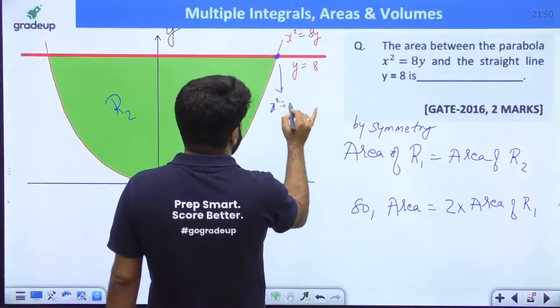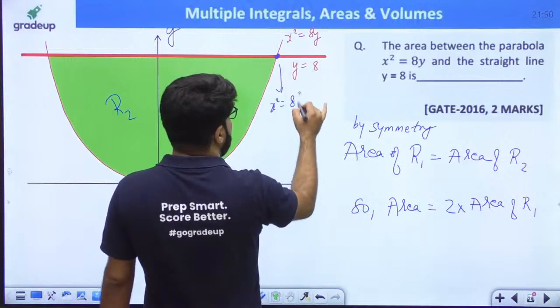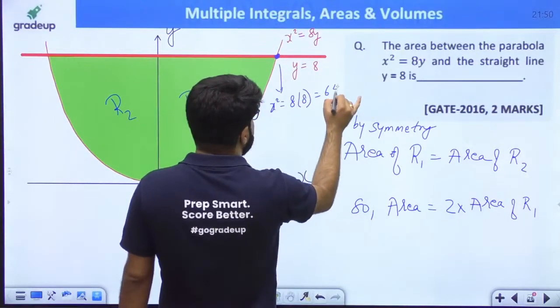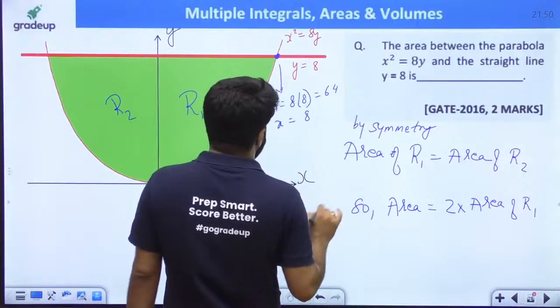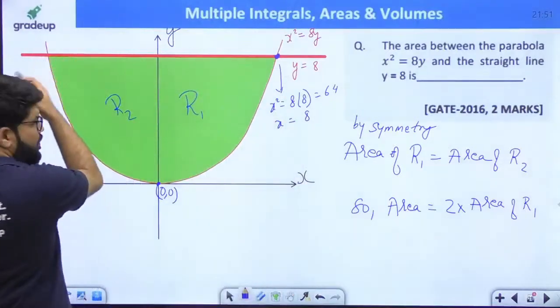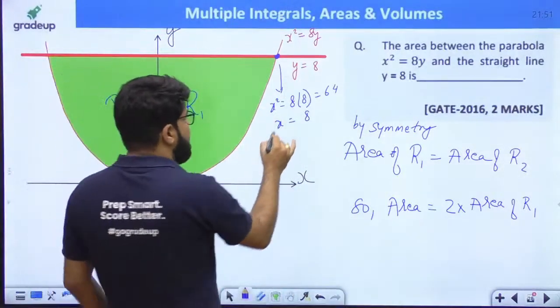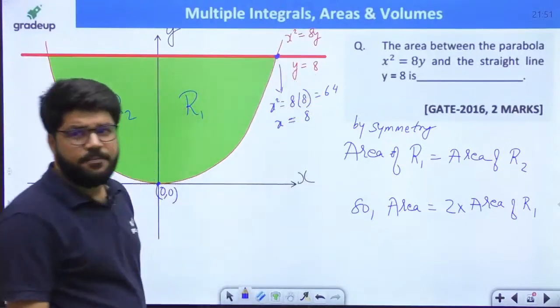See, x square equal to 8y, and y is directly known. Y is 8. 8 into 8, 64. So how much is the x? 8. Okay, this is plus 8, so this will be minus 8. But I don't want the other one. X is equal to 8. This is on the positive side.